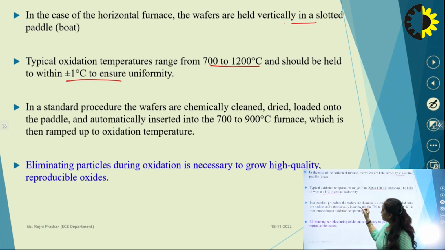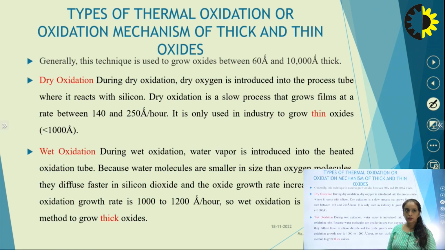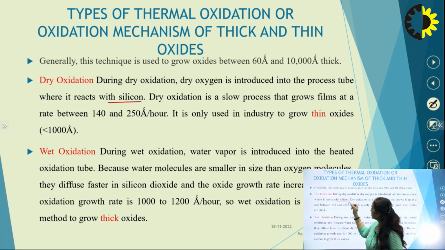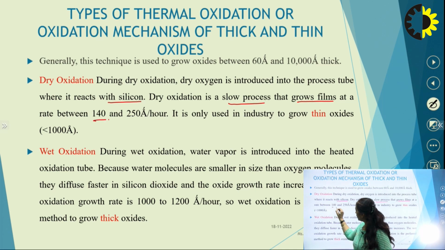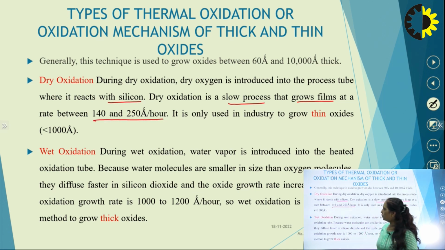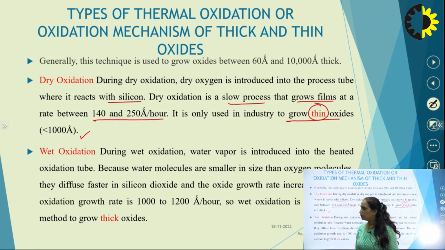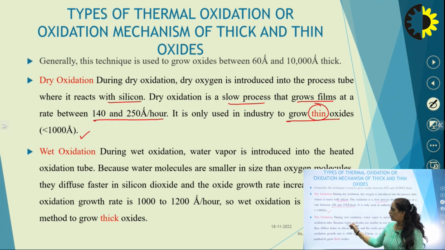In the standard procedure, the wafers are chemically cleaned, dried, and then loaded into the process tube where they react with the silicon. We have also seen dry oxidation and wet oxidation processes. Dry oxidation is a slow process. It grows the film at a rate between 140 to 250 Angstrom per hour. It is only used in industry to grow thin oxides, where your device length is less than 1000 Angstrom.